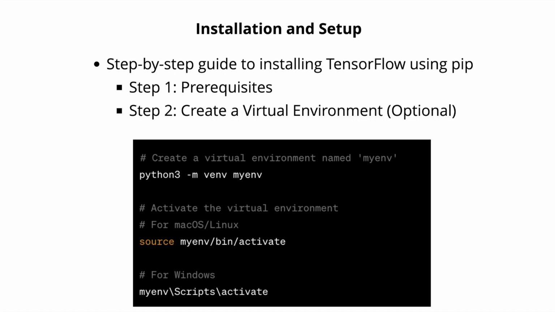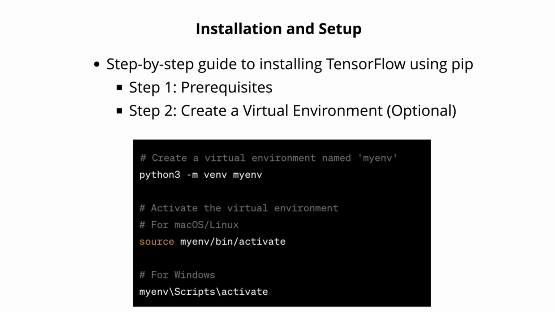Let's go over installation and setup. Here is a step-by-step guide to installing TensorFlow using pip. So first step is prerequisites. Before installing TensorFlow, make sure you have Python installed on your system. TensorFlow supports Python versions 3.6, 3.7, 3.8 and 3.9.